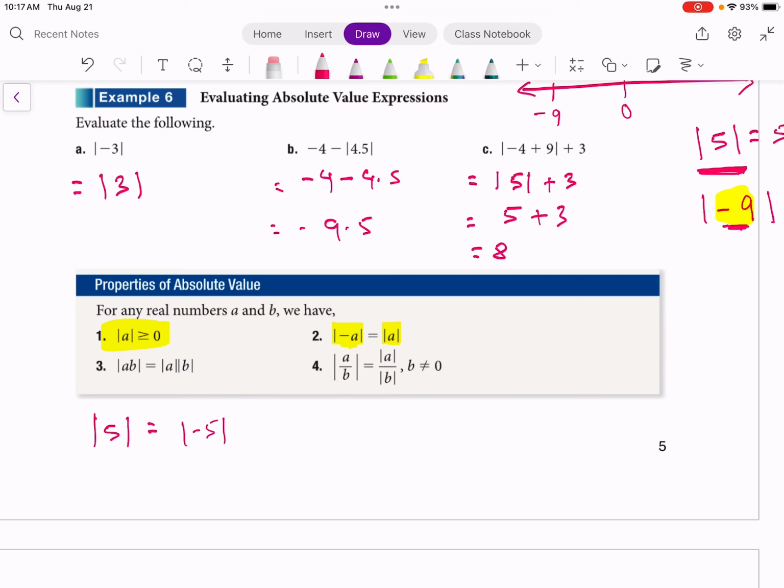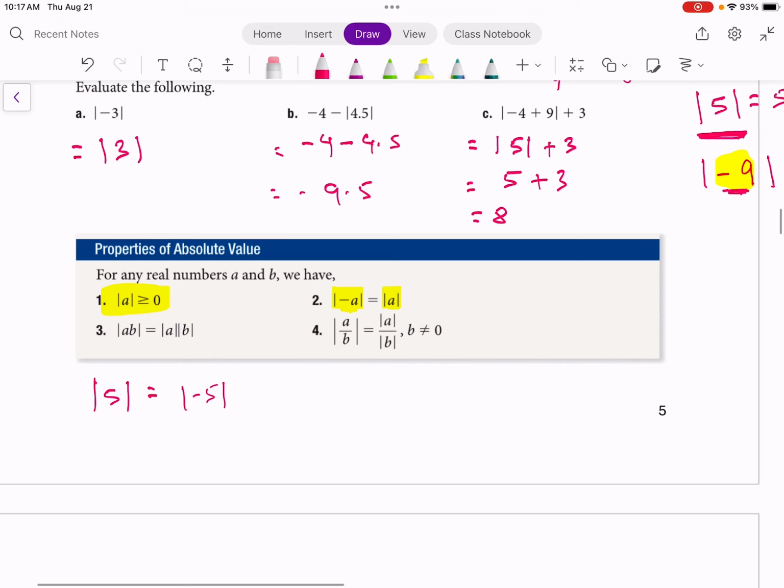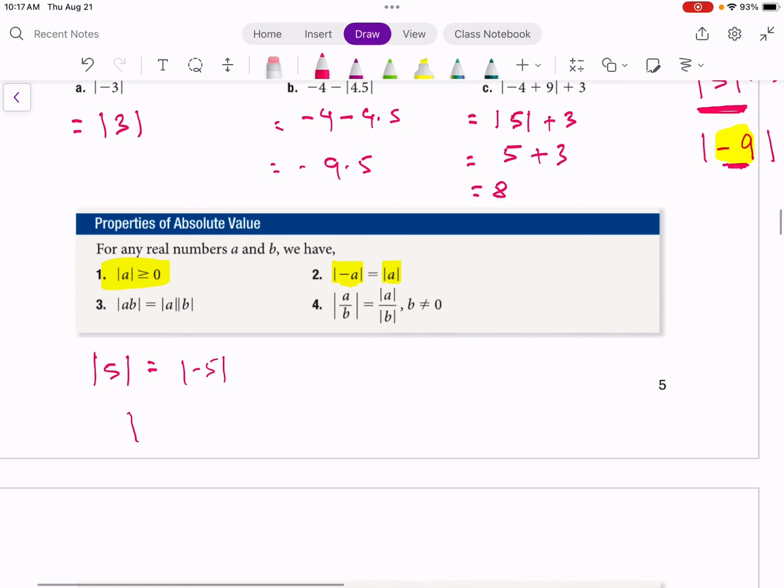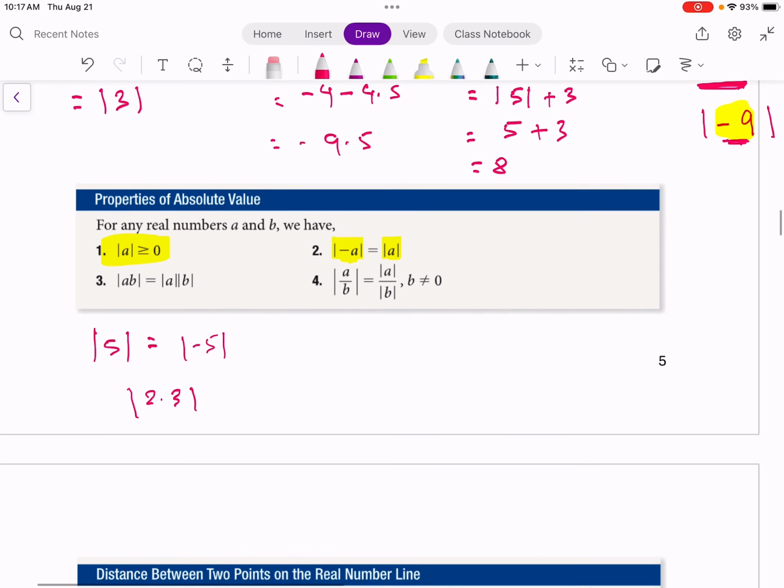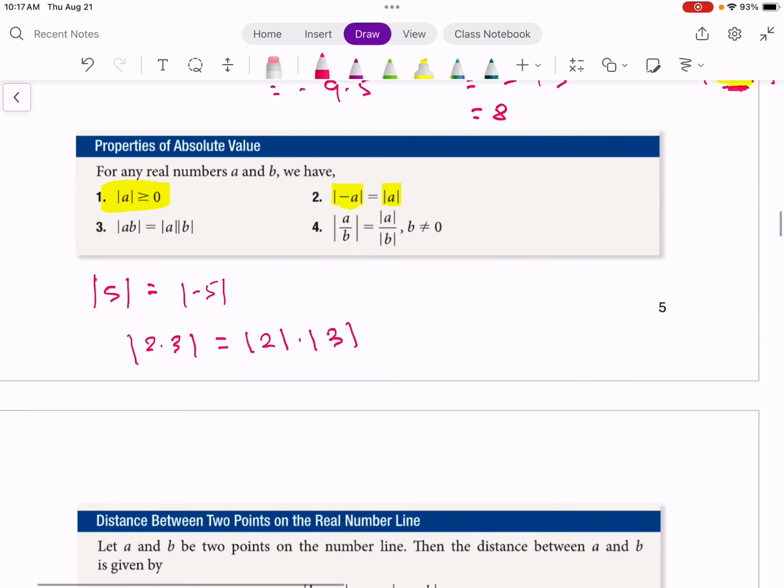Okay, so the next property. If we have the absolute value of a product of two numbers, let's say the absolute value of 2 times 3, we can distribute the absolute value. So this is the same as the absolute value of 2 times the absolute value of 3. We can simplify and check. The absolute value of 2 times 3 is 6, which equals the absolute value of 2, which is 2, times the absolute value of 3, which is 3. The absolute value of 6 is 6, equal to 2 times 3, which is 6.